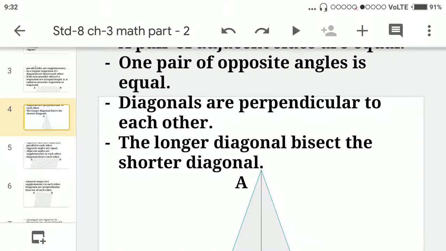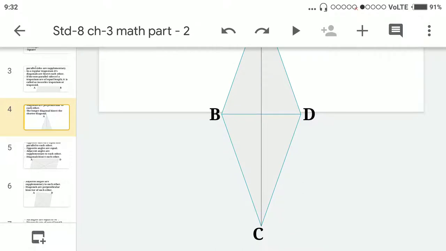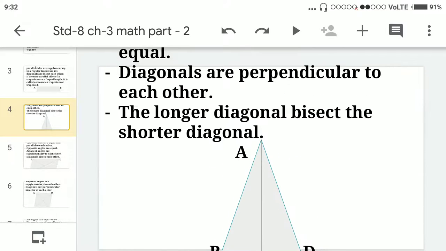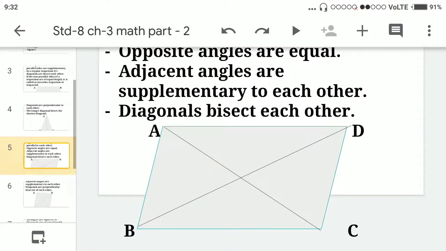The longer diagonal bisects the shorter diagonal. That means AC is the longer diagonal, BD is the shorter one. So AC is bisecting BD, but BD is not bisecting AC. Okay, so we can conclude that the two diagonals are perpendicular to each other, but only one, that is the longer diagonal, is bisecting the shorter one.